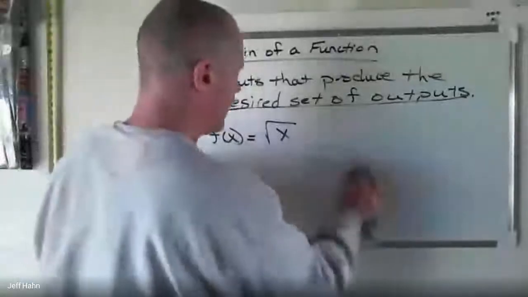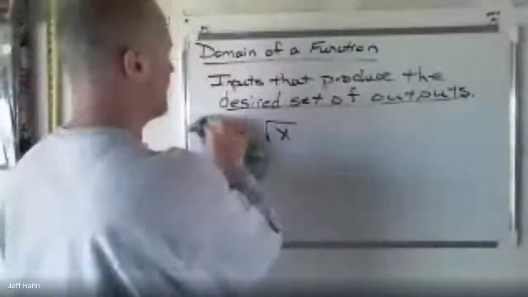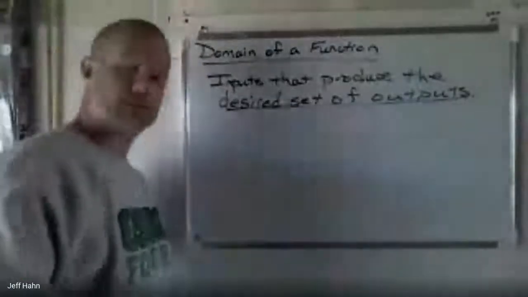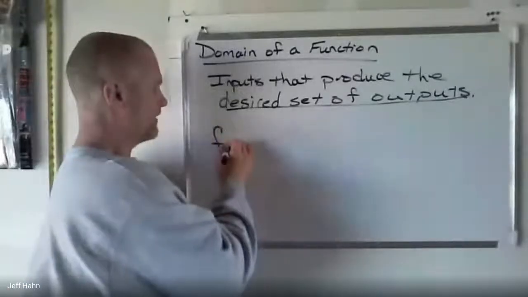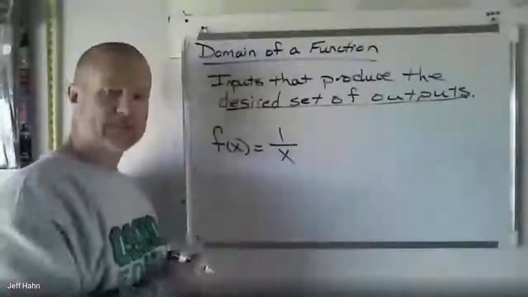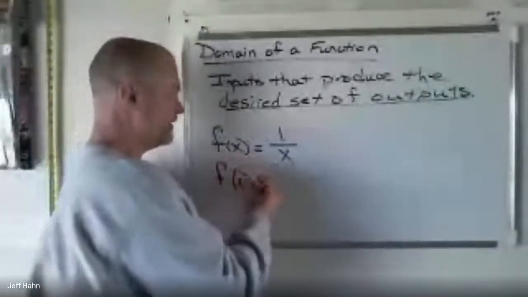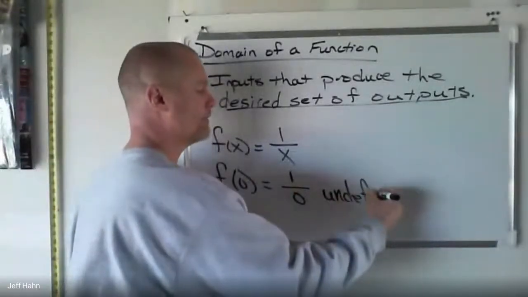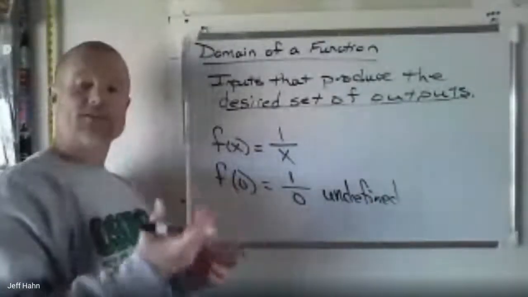Now, there are a few functions where you can't even calculate the result. So, for instance, f of x equals 1 divided by x. If we think of that as 1 over x or 1 divided by x, we know that division has a problem in one specific case. It's when you divide by 0. 1 divided by 0 is undefined. So that means that x equals 0 is not in the domain of our function.